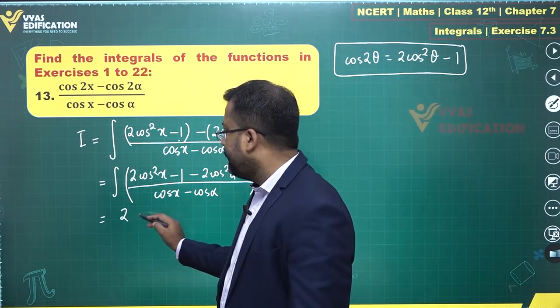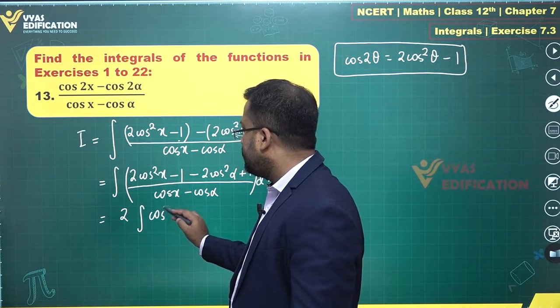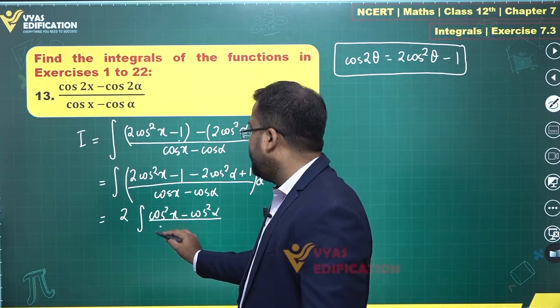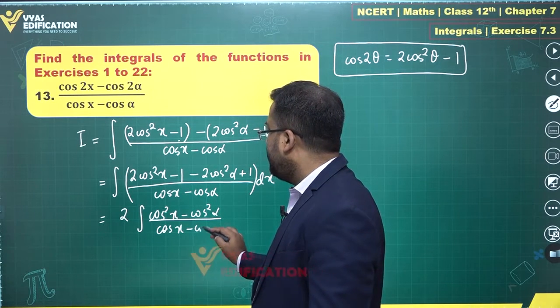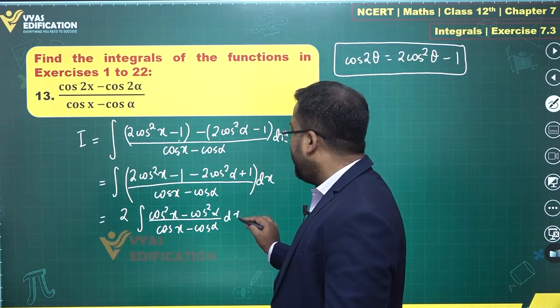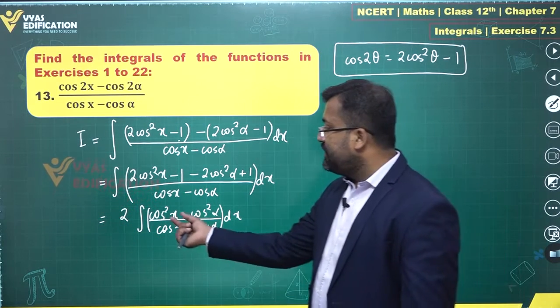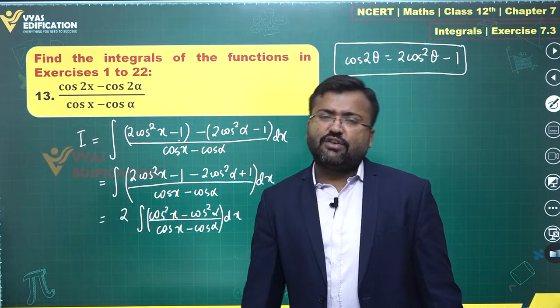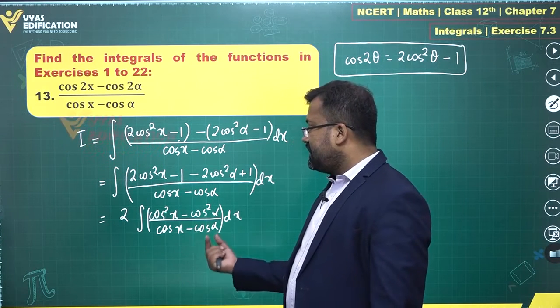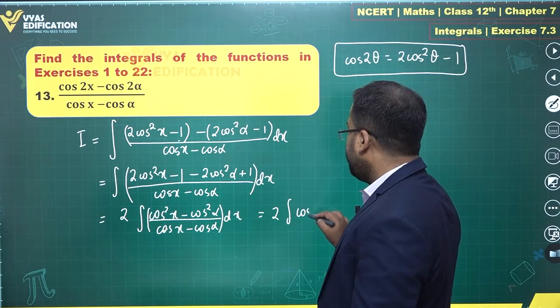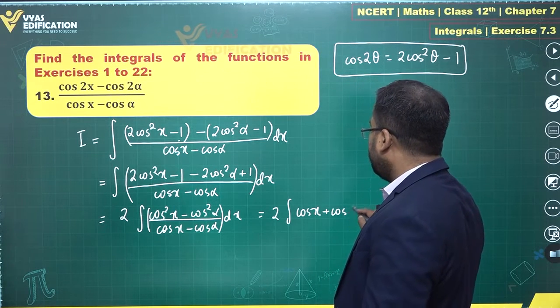In the integral you will have cos square x minus cos square alpha, and in the denominator cos x minus cos alpha, and now it is easily observable that you can use a plus b, a minus b in the numerator. You can factorize the numerator. So the cos x minus cos alpha term will get cancelled. This will convert to 2 times integral of cos x plus cos alpha.